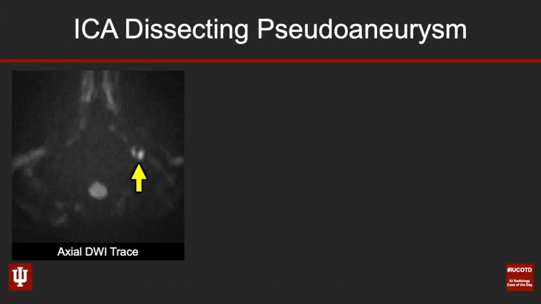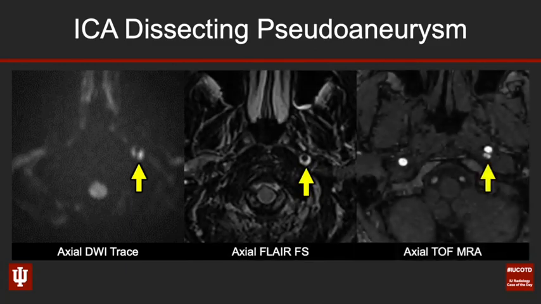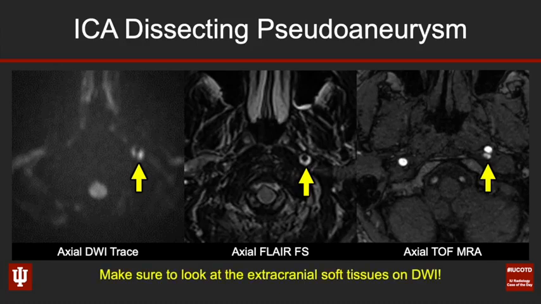Here's another incidental finding. This was on a temporal bone MRI. You can see this crescentic bright diffusion signal intensity along the left carotid artery. We can see it was a little bit bright on FLAIR as well. We recommended a time of flight MR angiogram, and sure enough, we had an incidental dissecting pseudoaneurysm.